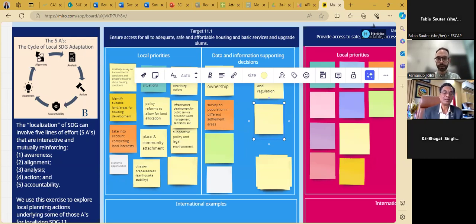I am not so sure if Mayor Alan Roldan is with us because he's not showing his camera. If not, he might join later. So maybe we can move to the next target.